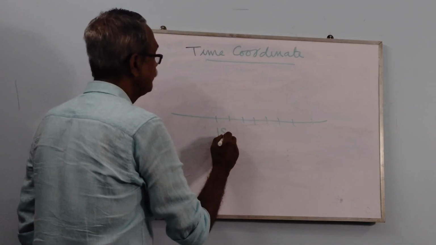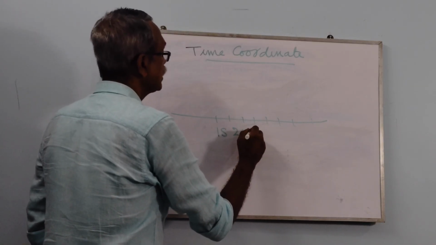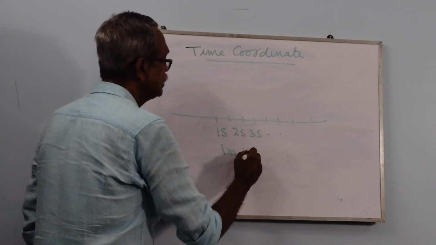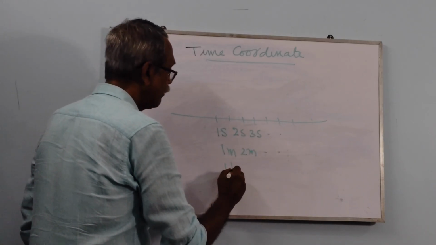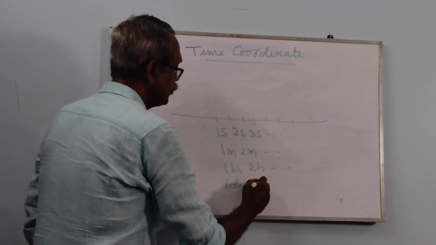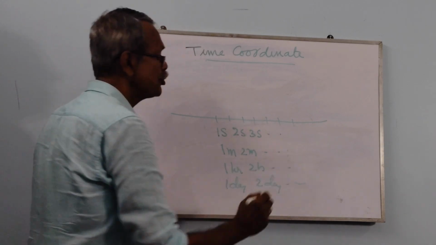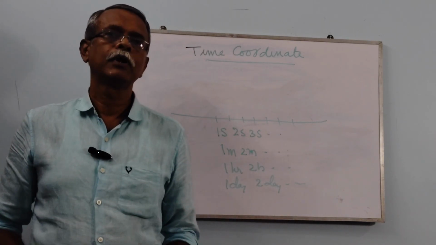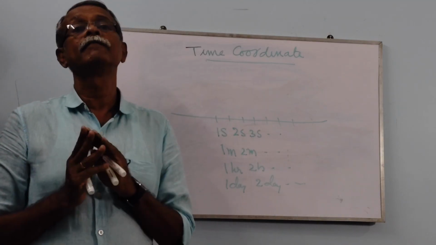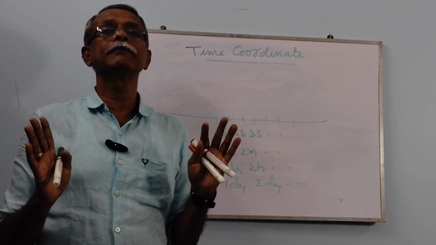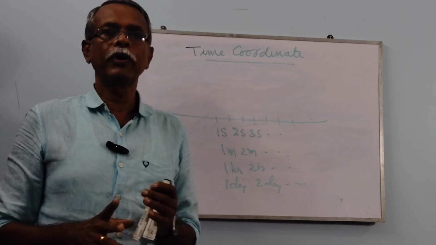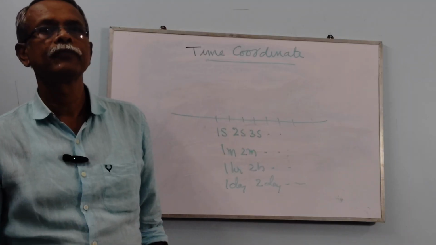Say 1 second, 2 second, 3 second, like that, or 1 minute, 2 minute, 3 minute, etc., or 1 hour, 2 hour, etc., or 1 day, 2 day, etc. You can choose your convenient unit. Usually we take distances in terms of meter and time in terms of second. That is the convention we will be employing. We are using SI units.